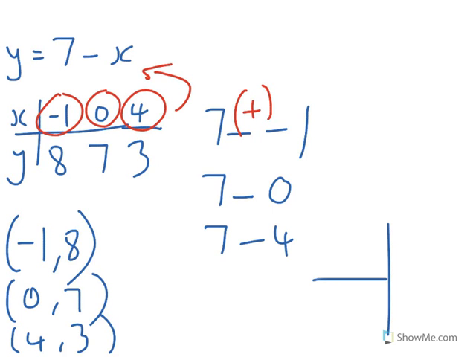So you would then put that onto your graph. -1, 8 would be up here somewhere, 0, 7, and 4, 3 somewhere down there. There you go, makes a straight line, and that's the graph finished. Okay, there we go.